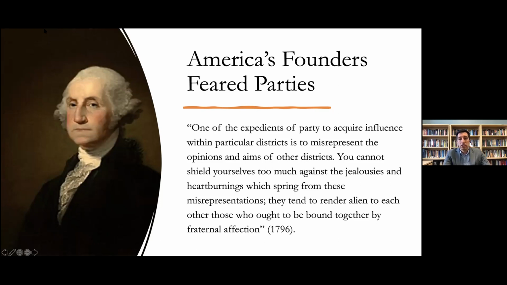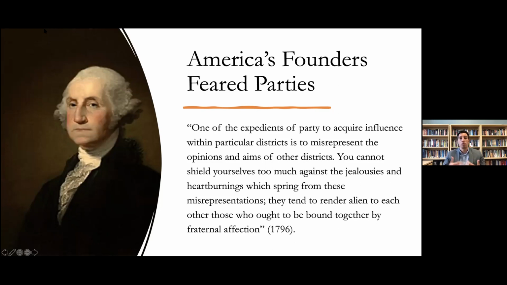And in his 1796 farewell address, he warned Americans, as I said earlier, about political parties. He said, quote, "One of the expedients of party to acquire influence within particular districts is to misrepresent the opinions and aims of other districts. You cannot shield yourselves too much against the jealousies and heartburnings which spring from these misrepresentations. They tend to render alien to each other those who ought to be bound together by fraternal affection."